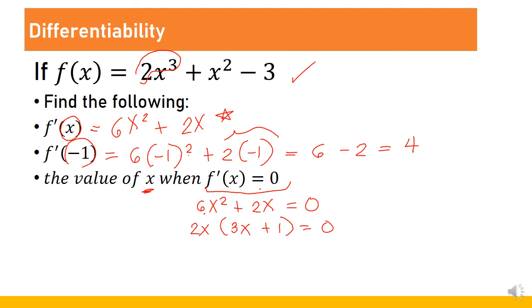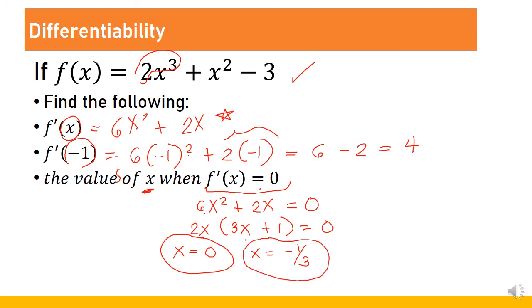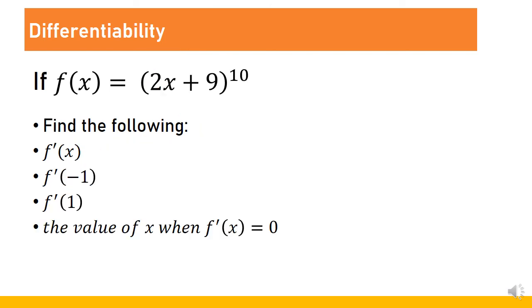And this product is 0 for this one if x is 0. And here for x equals negative 1/3. Okay? Actually, it should be plural, no? There are two values of x that give us f prime of x equal to 0. So, there you go. Our next example.